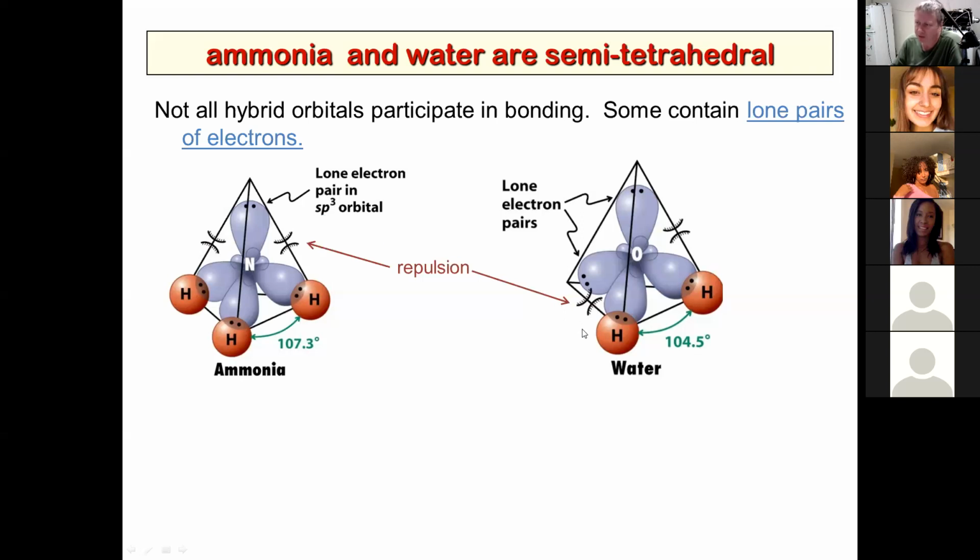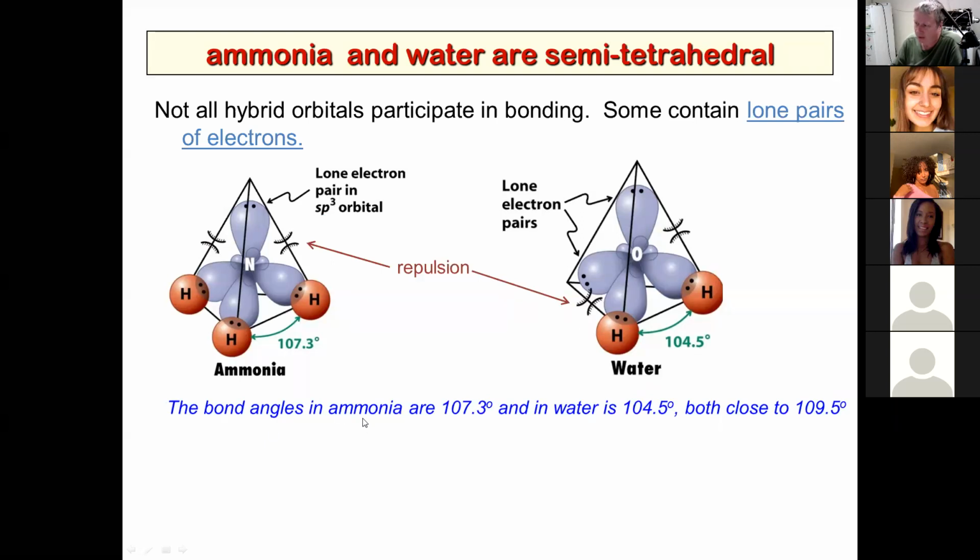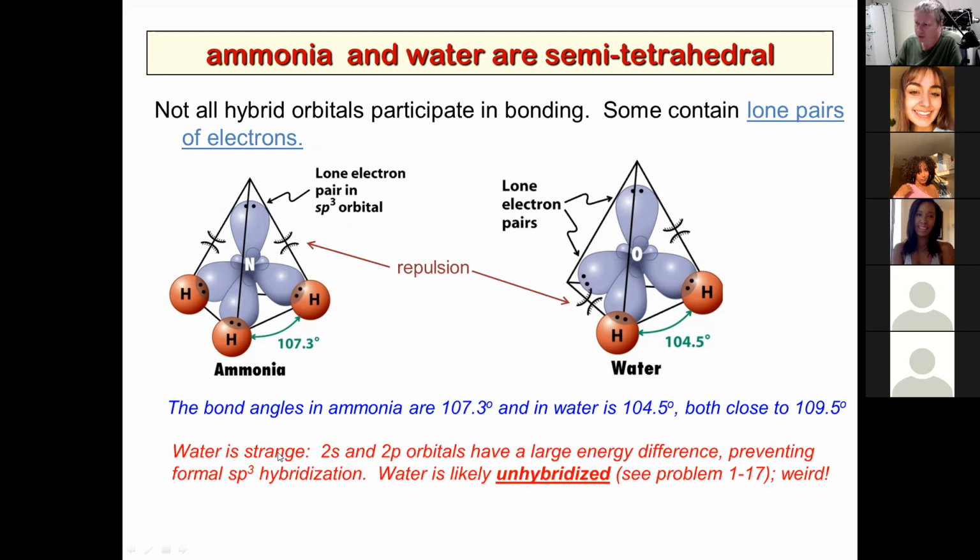energetics of the orbitals. So the bond angles of ammonia are 107.3, and in water they're 104.5, both close to tetrahedral. But energetically, water is strange. The 2s and the 2p orbitals have a large energy difference, preventing it from hybridizing. So water appears to be unhybridized. And there is a homework problem. You can take a look at it if you want to study this a little more. It's an interesting phenomenon. It looks hybridized, but it really is not.